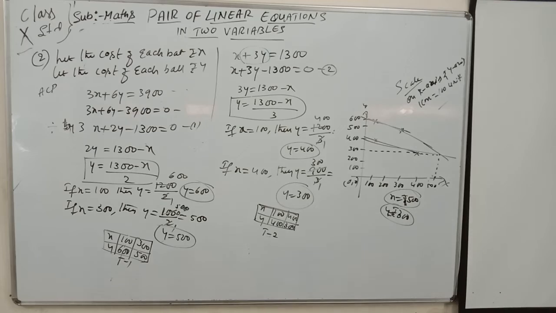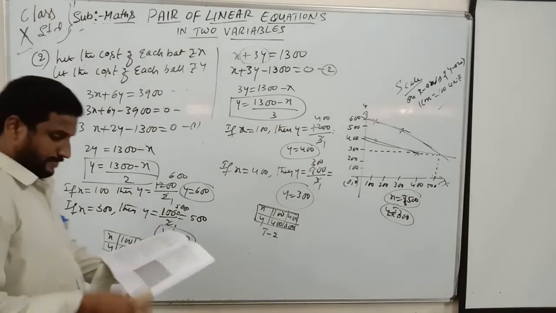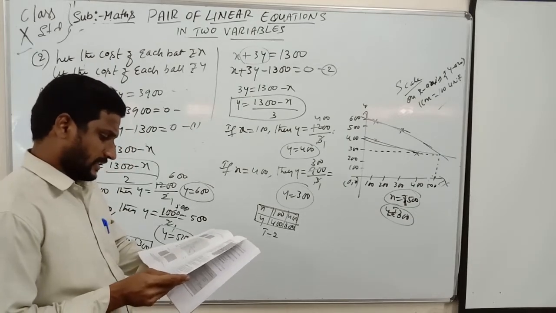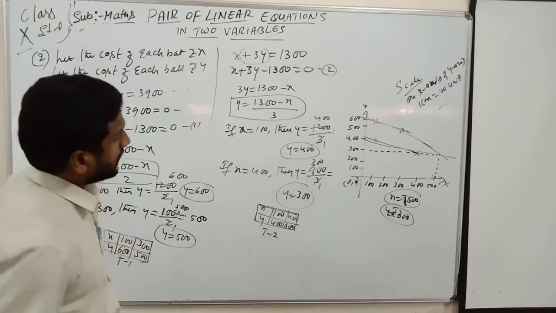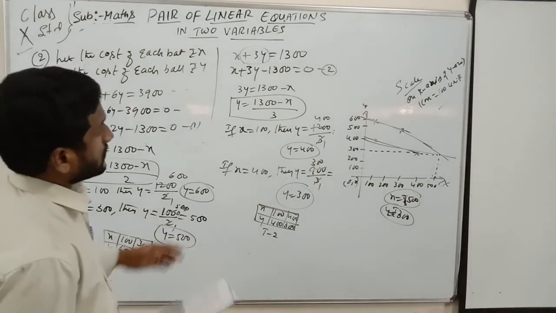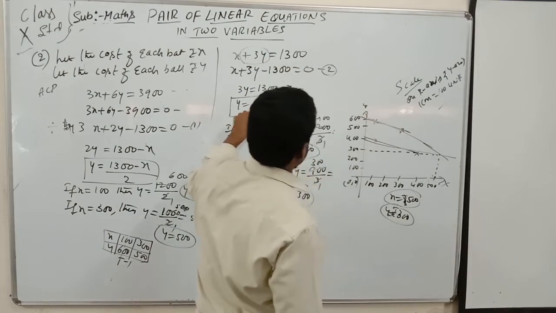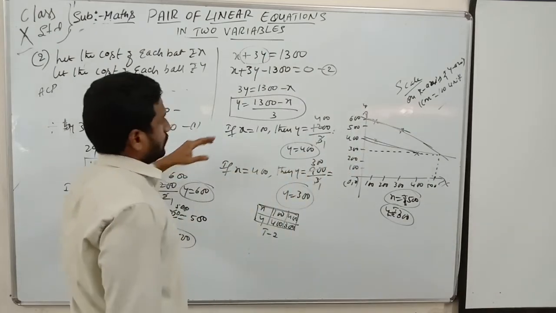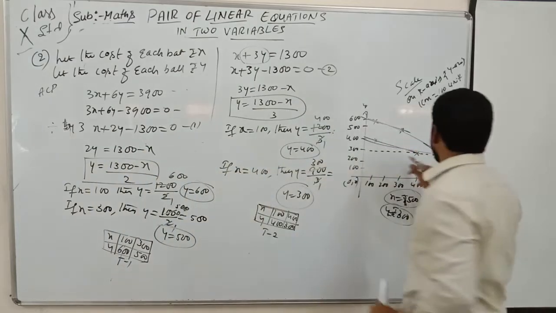I'll go to another exercise here. Before that, we should know that whenever you take a pair of linear equations in two variables, you always graph the lines given by the equations. Again, this is the second straight line, where they intersect.